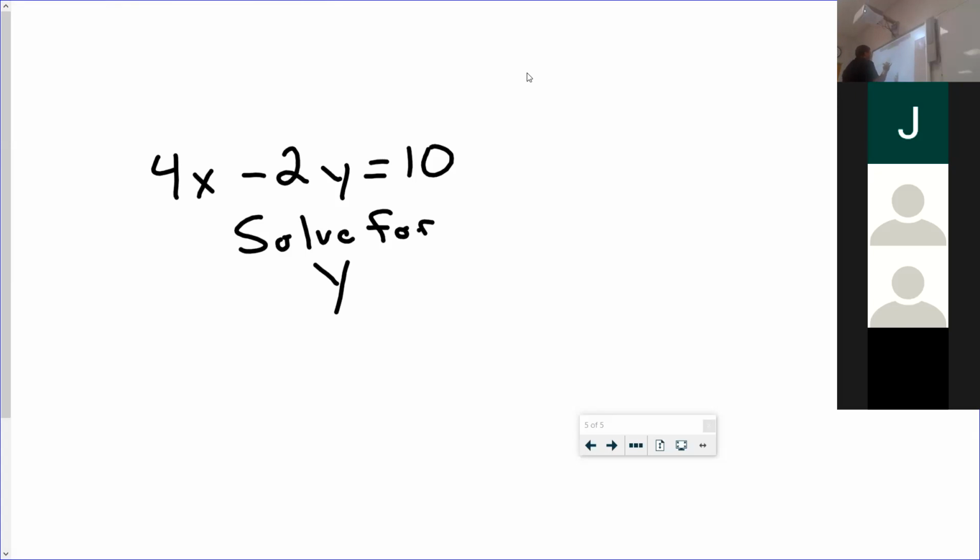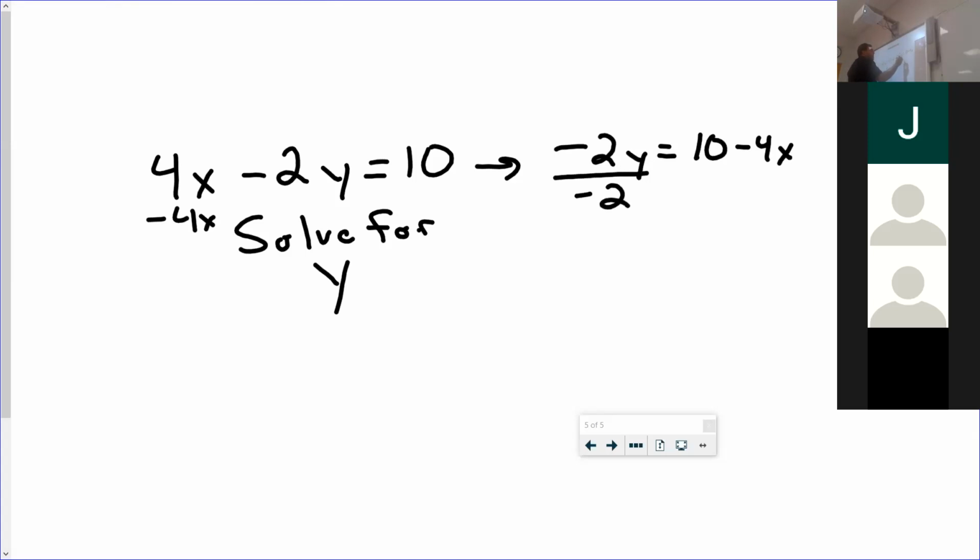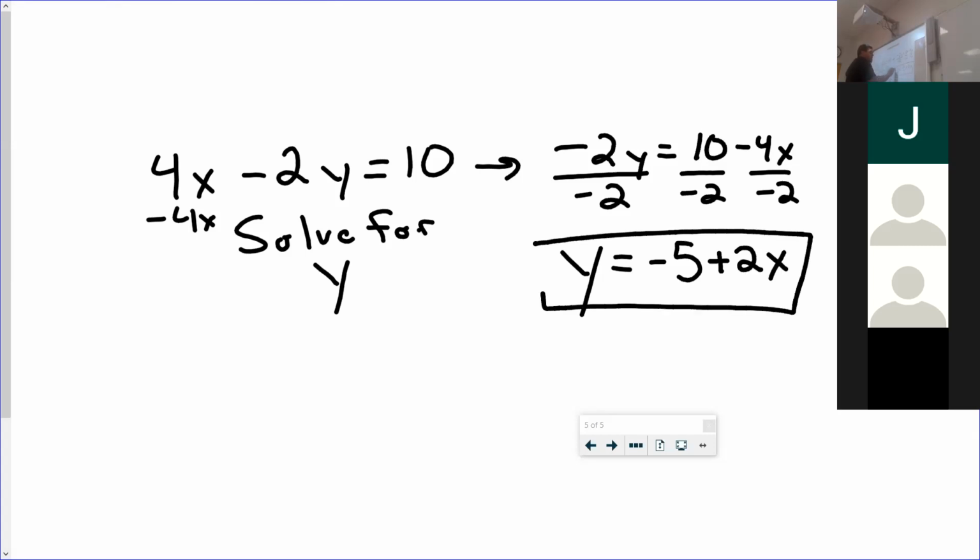So we're going to move everything away from the y. The first thing I'm going to do is subtract 4x on both sides. So I'm going to have -2y equals 10 minus 4x. You're just going to have to wait. Divided by -2 from everything. So y equals 10 divided by -2, that's a -5. -4x divided by -2 is a positive 2x. This should be your answer.